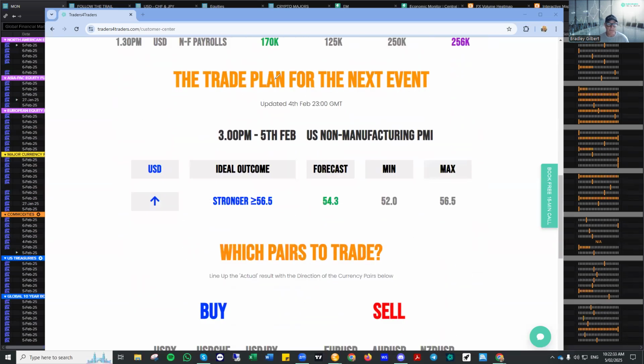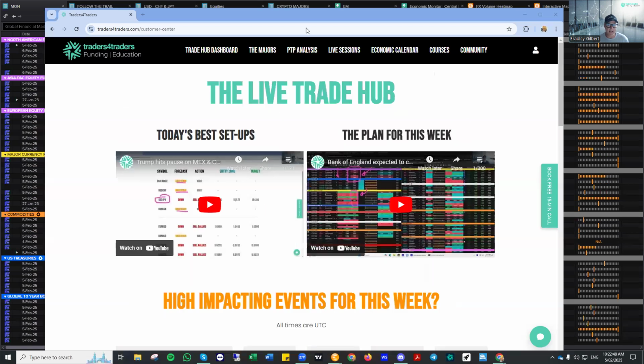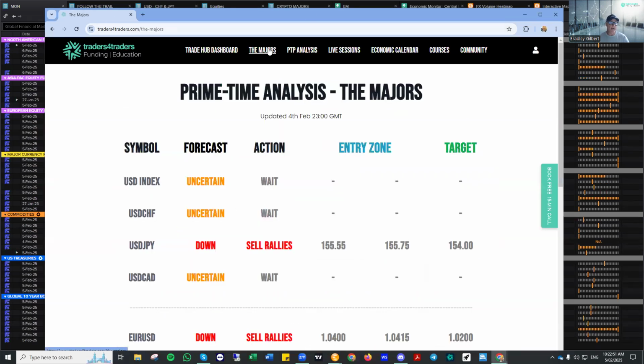And then looking at the trade plan for the next event that we have highlighted on that calendar above, you can work out what we're looking for and why, and then what pairs to trade, right? We're trying to make it as easy as possible for you to understand where the opportunities are. And to do so, also focusing on the major currency pairs, right? What direction they're going, what action, what you should be looking for, selling rallies, buying dips, trading at market, and the entry zones. Okay, the entry zone and the target, two very important areas that you need to understand.